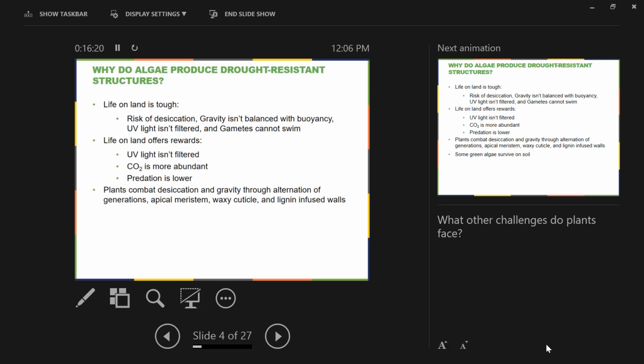But yeah, the alternation of generations, you saw this in lab this week, right? Where I had you draw the gametophyte and the sporophyte of both moss and liverworts. Do you remember those terms?